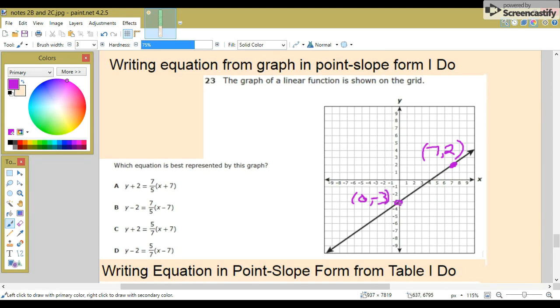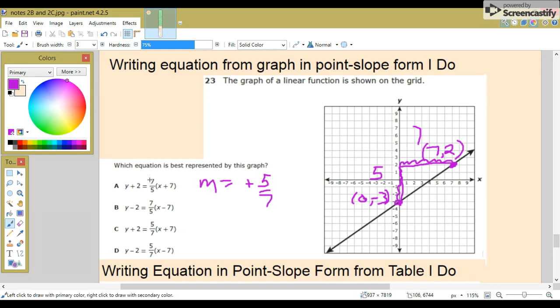The next step, we want to draw our triangle. So our rise is 1, 2, 3, 4, 5. 5 because each square is skip counted by ones. Our run is 1, 2, 3, 4, 5, 6, 7. 7 because each square is skip counted by ones. This is a positive slope, so it's increasing. So m equals positive 5 over 7. That's our rise is 5, our run 7.